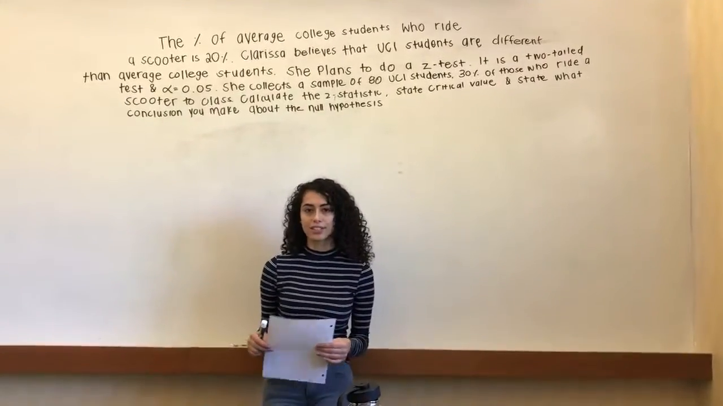So the difference between the two tests is for a z-test, you already know the standard deviation, and for a t-test, you are not aware of the standard deviation and you have a smaller sample size. This is an example on how to solve a z-statistic.